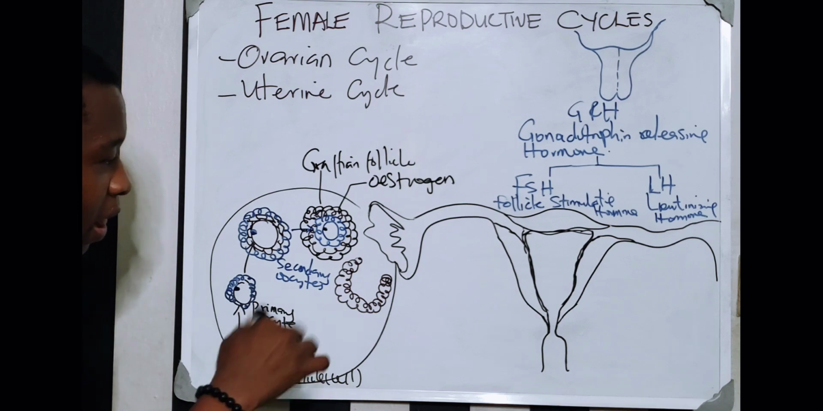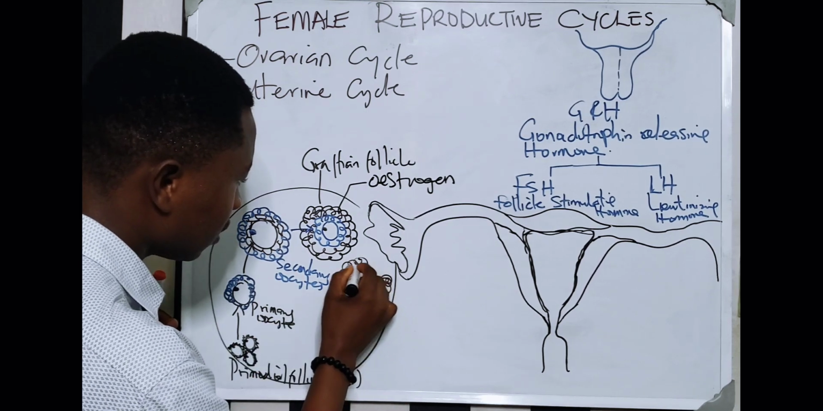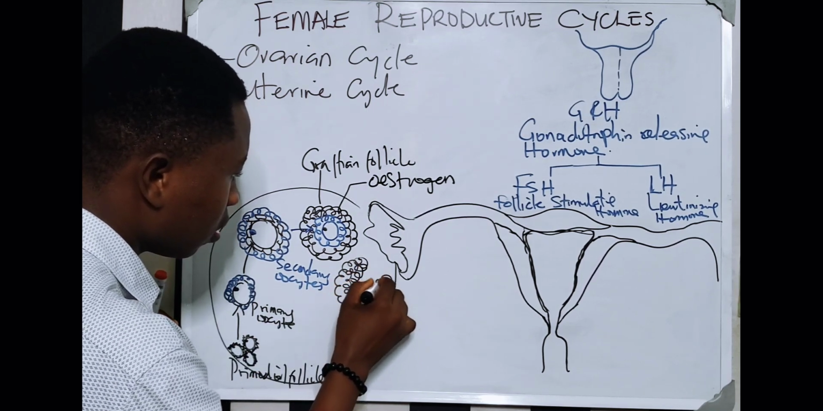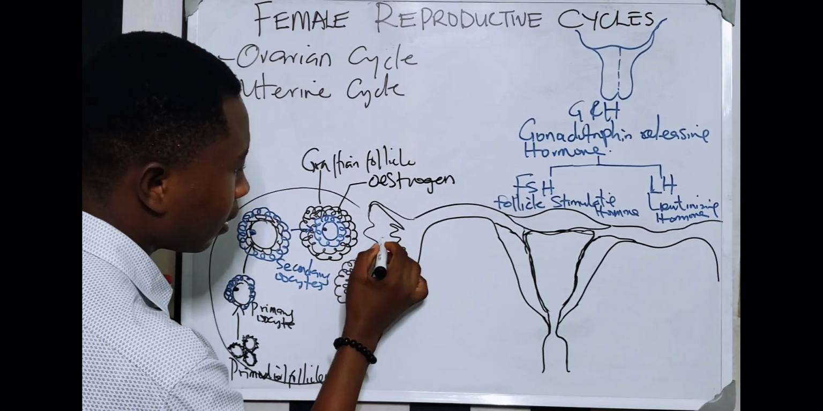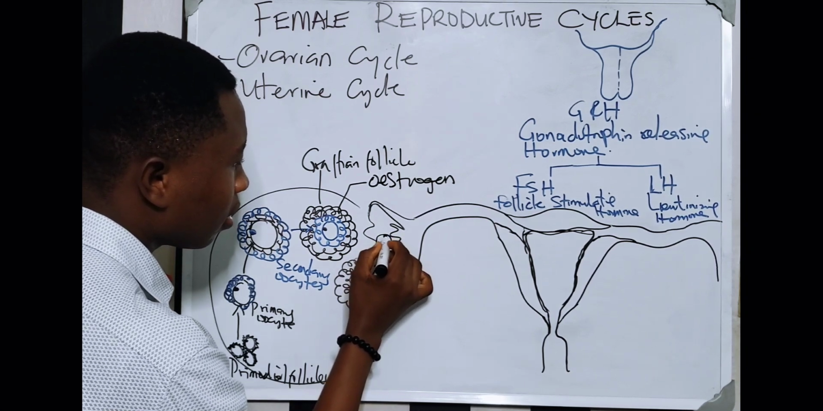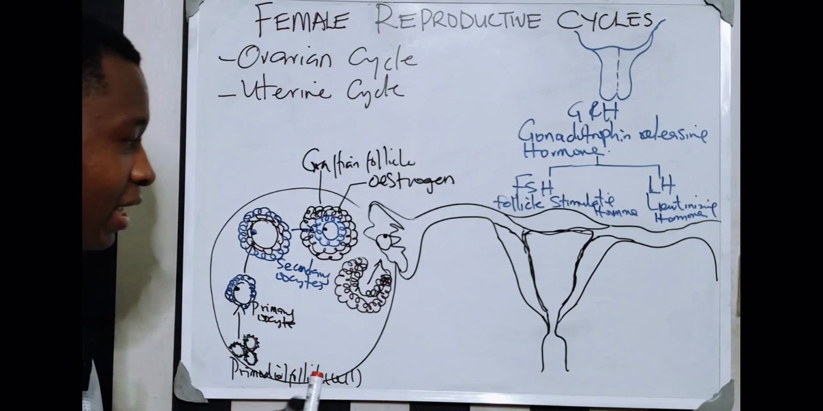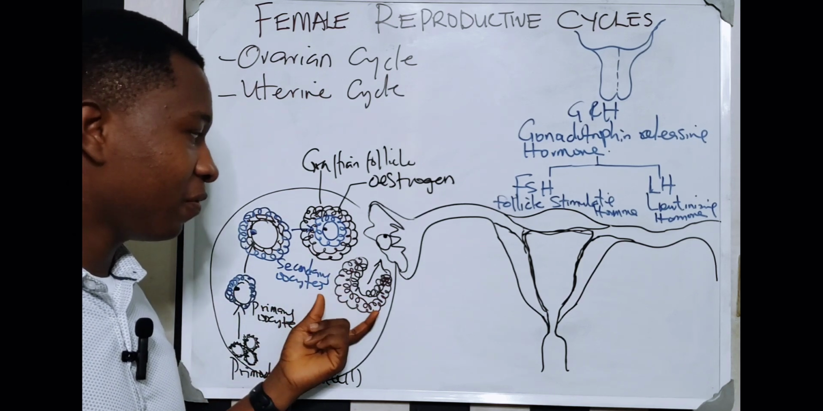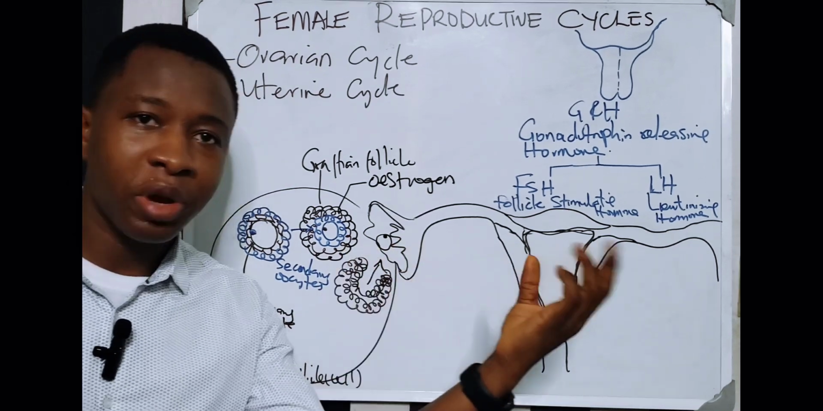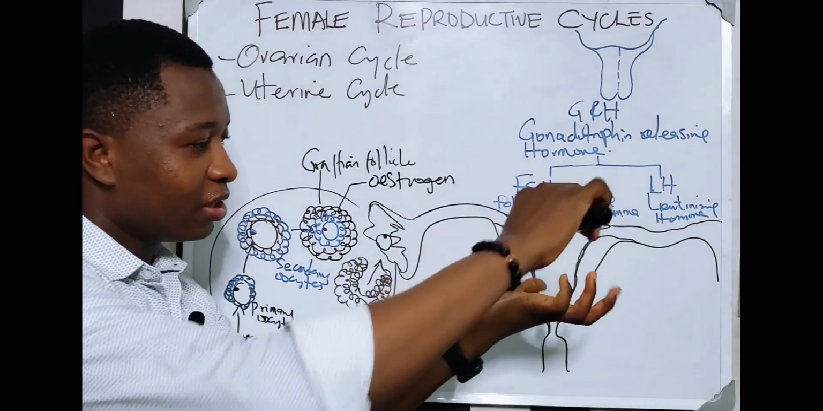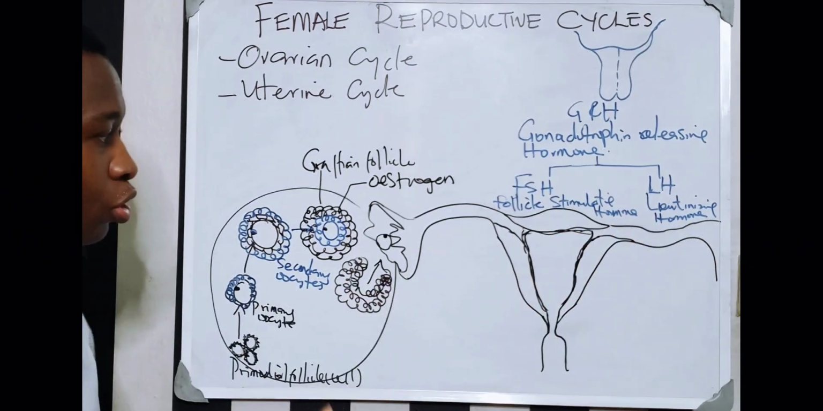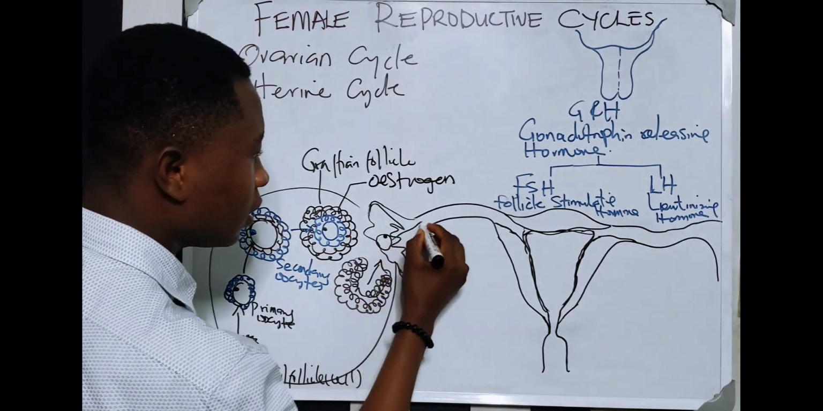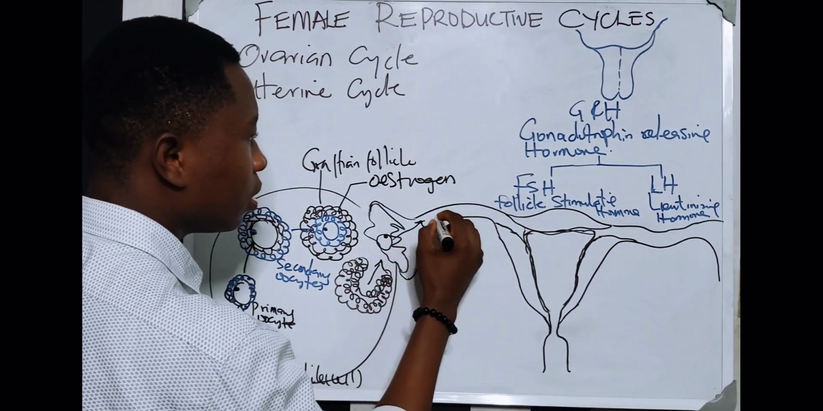It becomes an empty follicle, just like this, releasing the egg. So this is just the egg that is being released by the Graafian follicle into the fimbriae. The eggs are being released into the fimbriae and collected by the fimbriae, and it moves down to this point, to the fallopian tube.